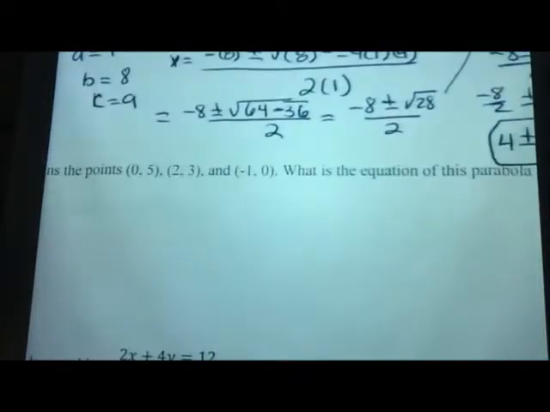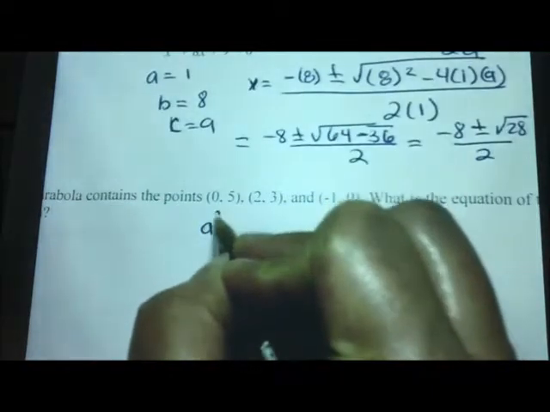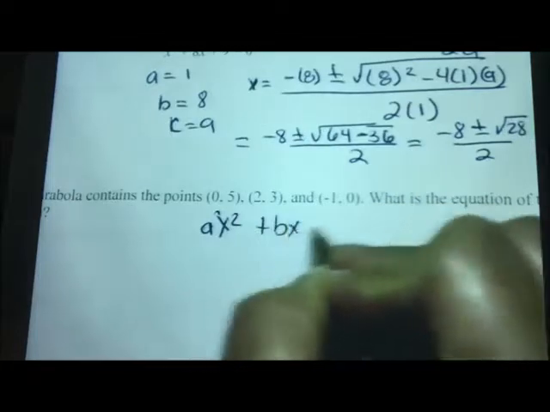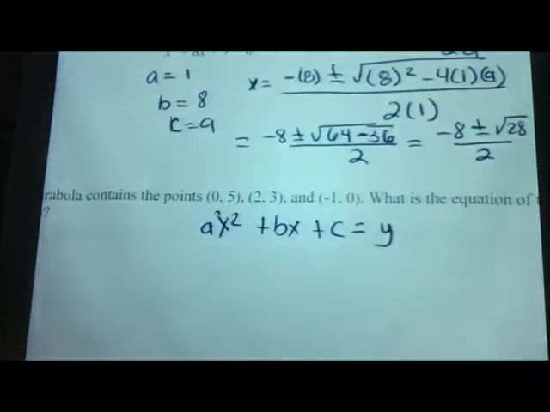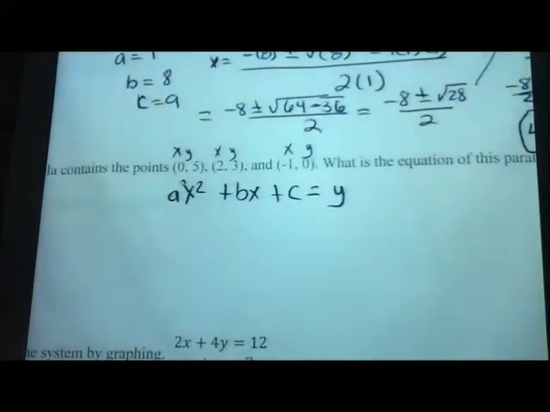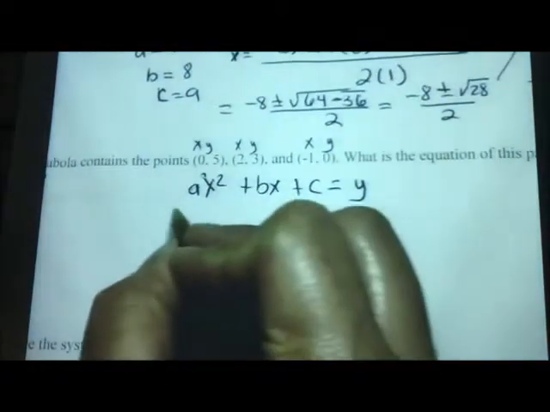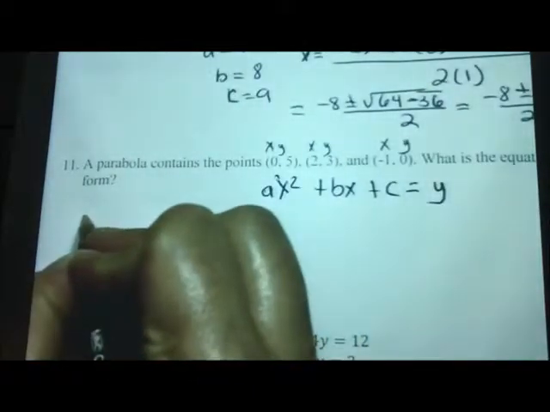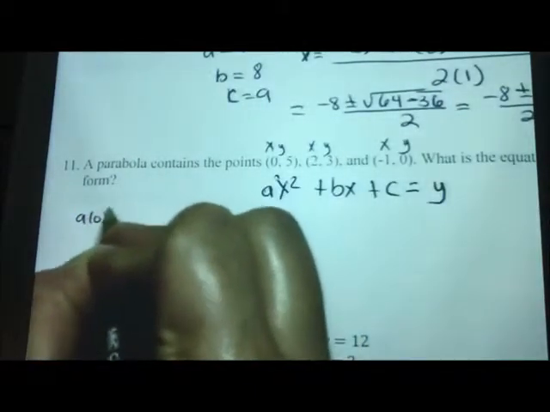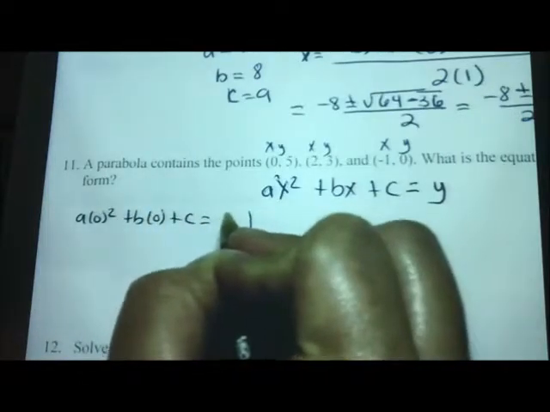Now for the next problem, we have to use ax squared plus bx plus c equals y. That's when we have 3 points. Please remember, this is x, this is y, this is x, this is y, this is x, and this is y. We have to use the waffle in this problem. So I'm going to do the first one: a times 0 squared plus b times 0 plus c equals 5.